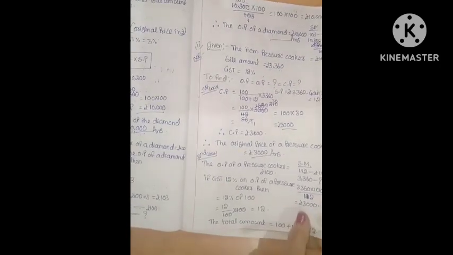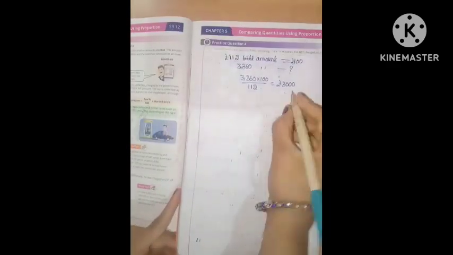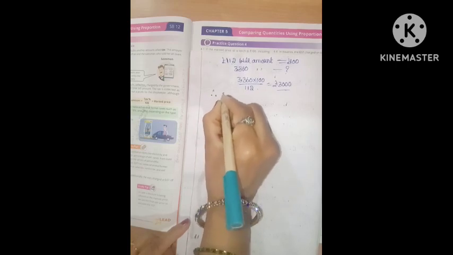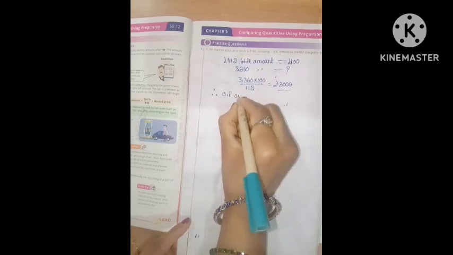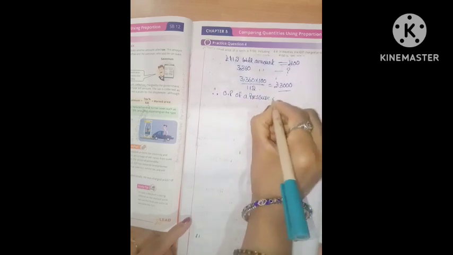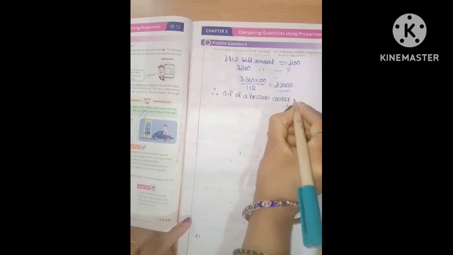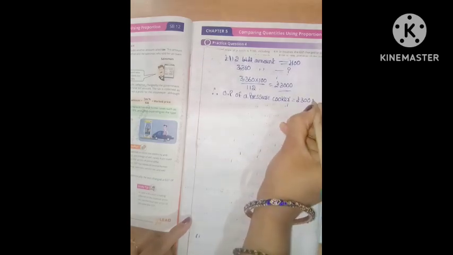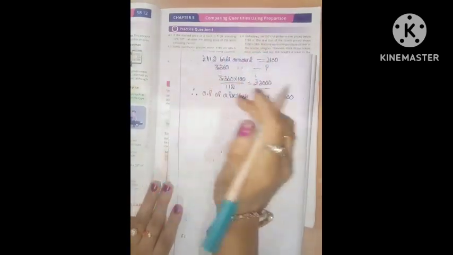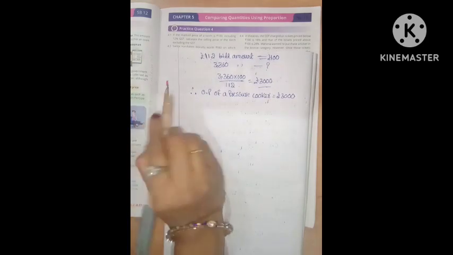So do anyone, practice anyone. This is better. If you forget the formula, you can write this method in your examination. Therefore, the final answer is that the original price of a pressure cooker equals this many rupees. The second problem solution is over. Next, we will go to the third problem.